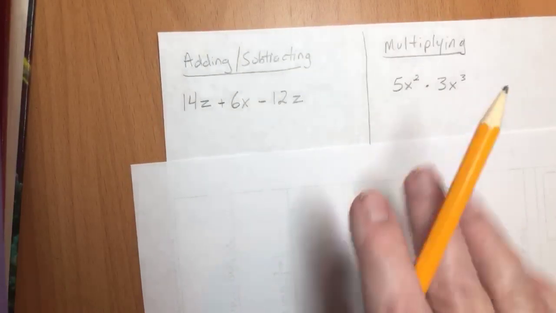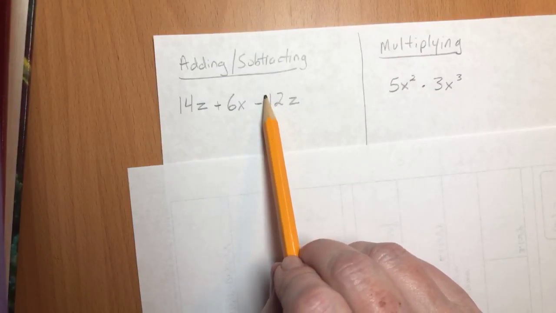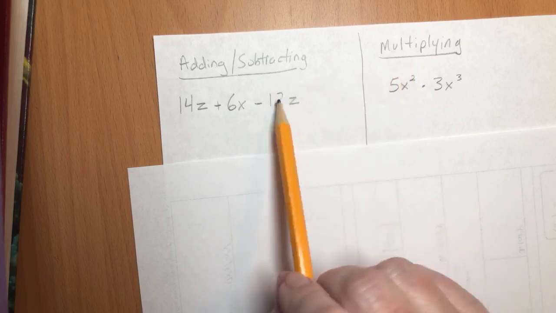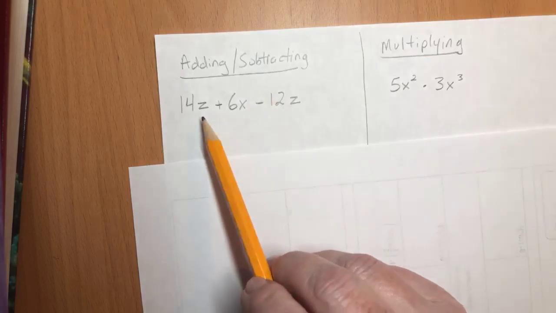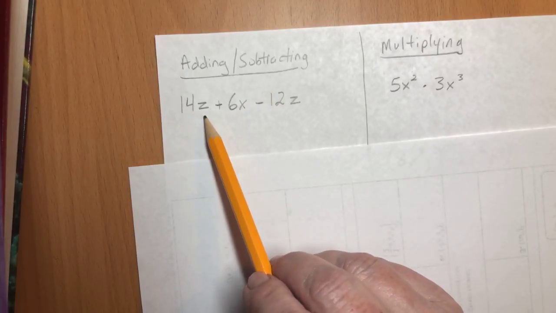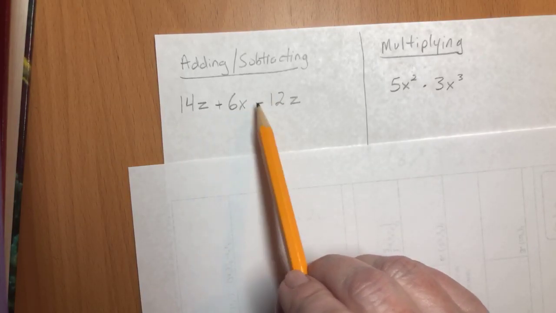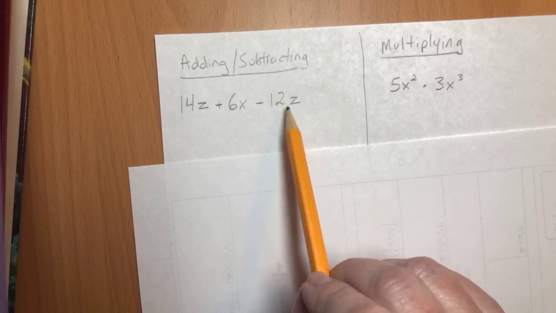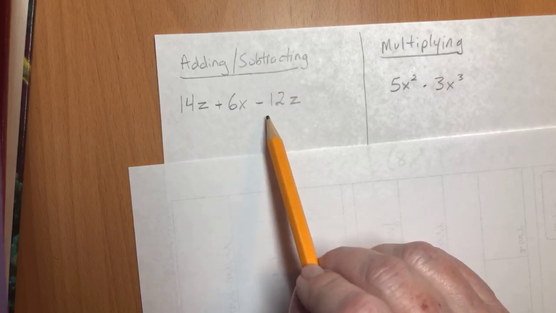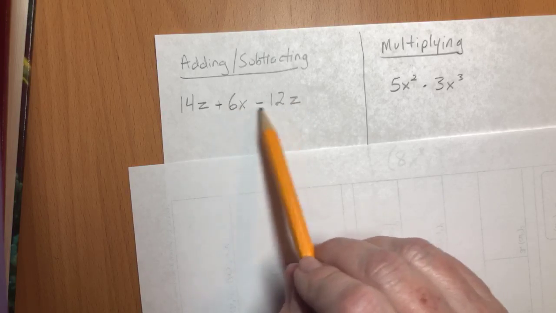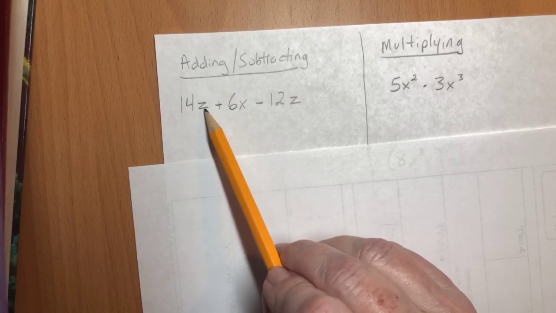All right, so first thing we learned was adding and subtracting and multiplying exponents. So I'm just going to quickly go over adding and subtracting. I have a problem here, 14z plus 6x minus 12z. The way I was doing it, we were underlining like terms. So that's all we have to do here. We don't change anything else.